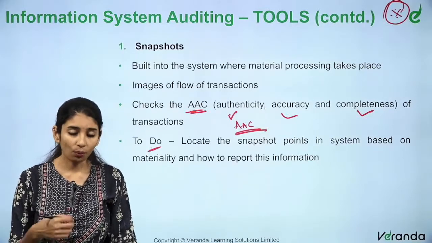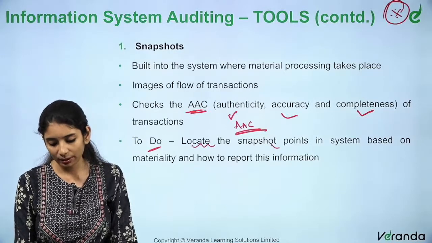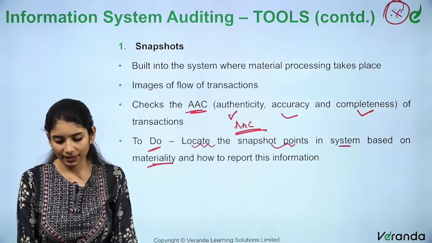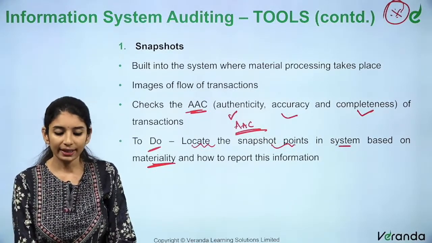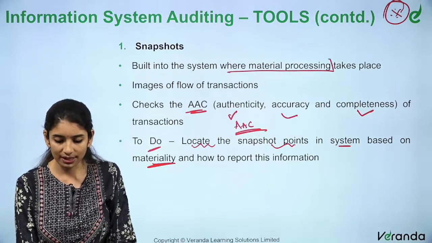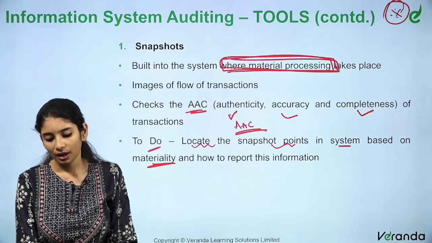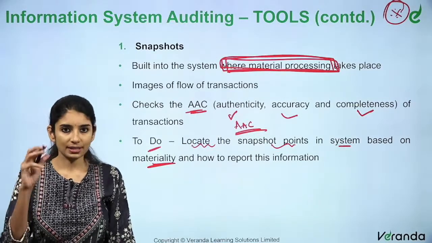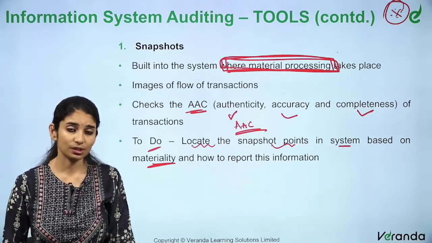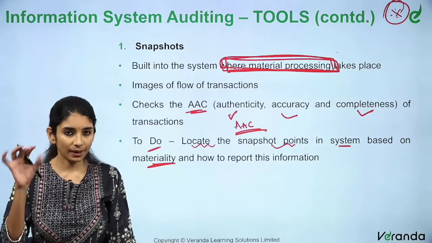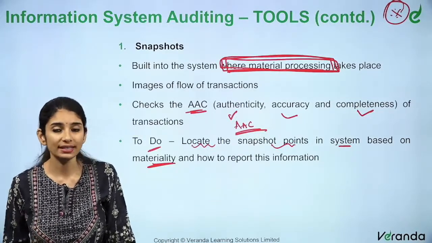Now, what the auditor needs to do along with the management is locate the snapshot points in the system based on materiality. So, it is built into the system not at every step of transaction processing. It is built where material processing takes place. For example, any purchase order which is above 50,000, place the snapshot tool. Any salary disbursement which is above 3 lakh rupees, place the snapshot tool. So, built in the system where material processing takes place.